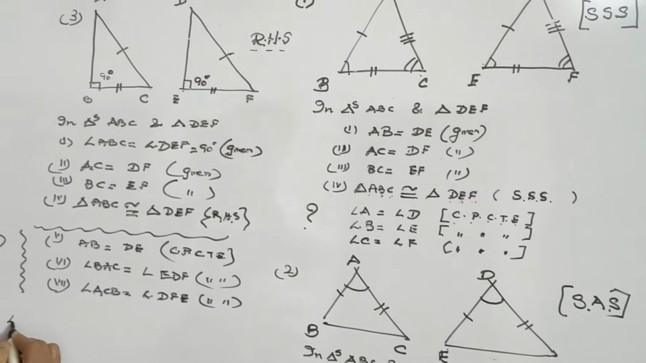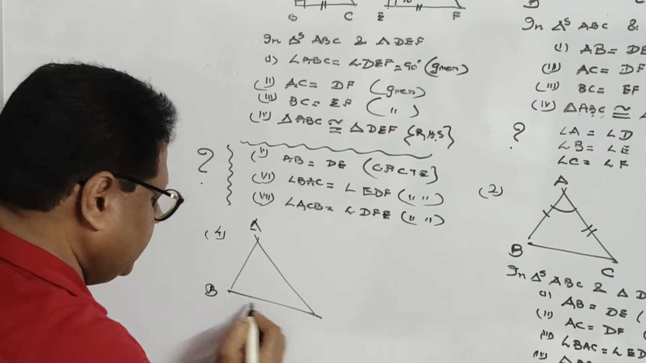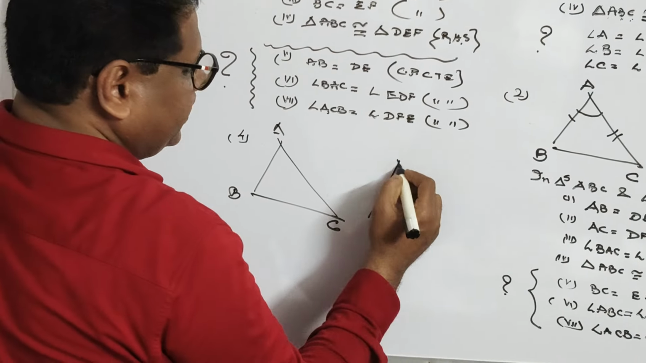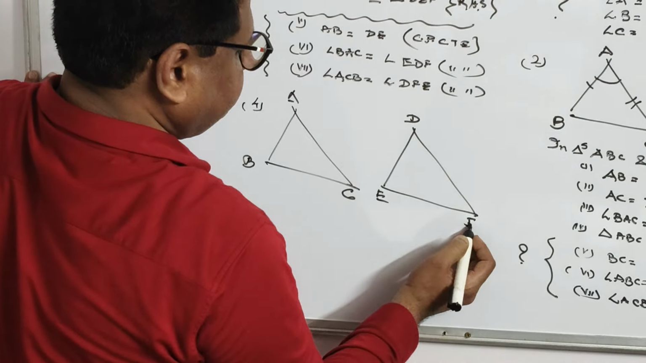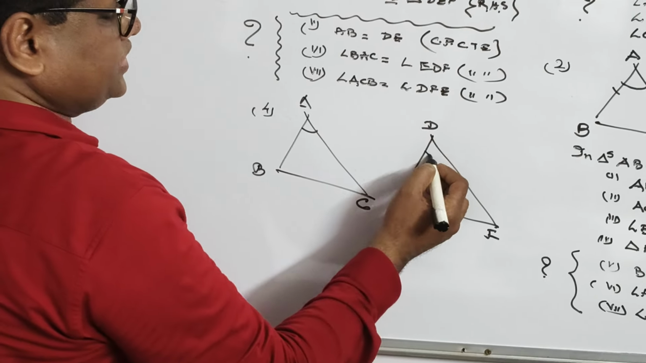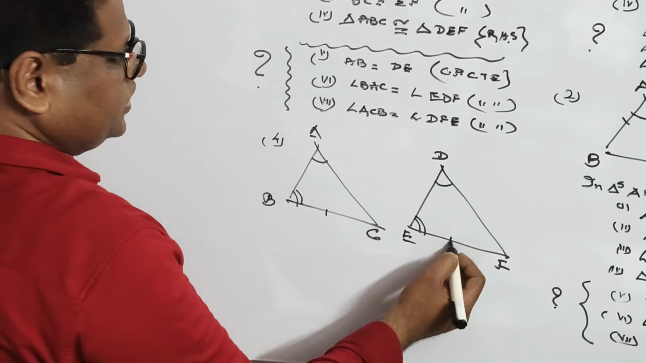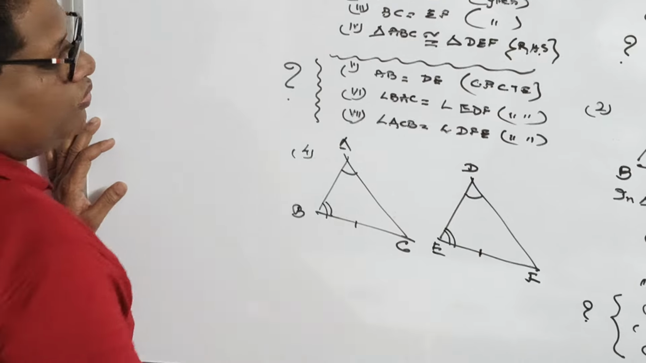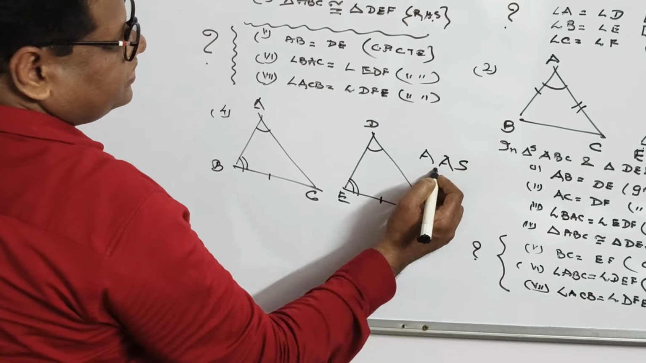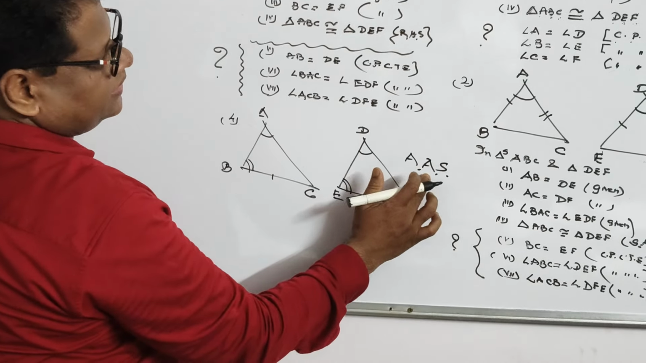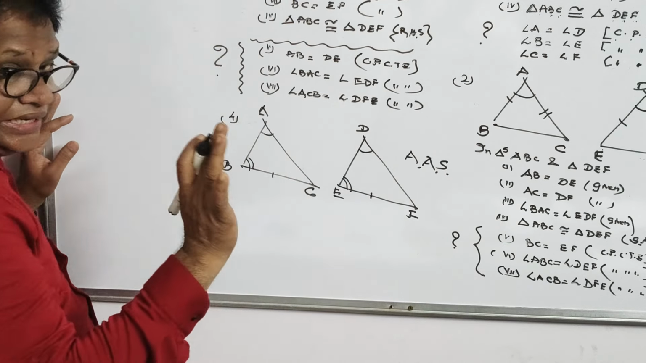Fourth, suppose this is one triangle ABC and this is yet another triangle DEF. Suppose this angle is equal to this angle, this angle equals this, and this side is equal to this side. So these two triangles are now congruent by AAS. Remember the sequence: angle, angle, then side. The sequence has to be followed clearly.